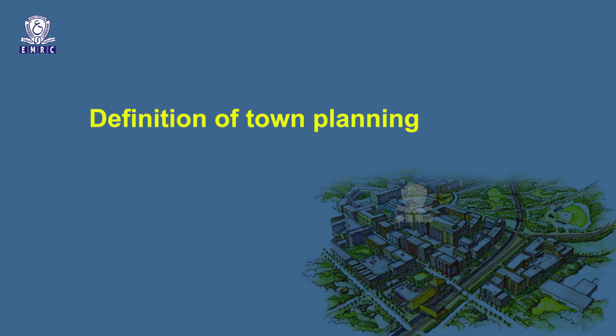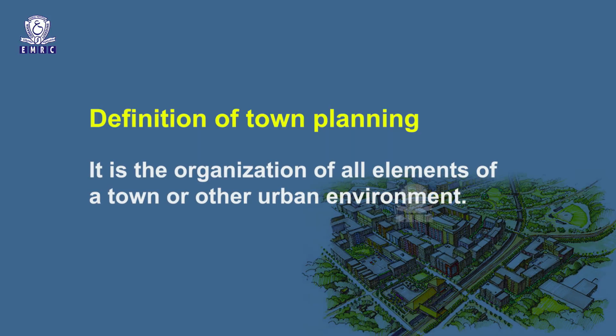Town planning is a science as well as an art. This science consists in collecting, correlating and analyzing the facts about a town. Town planning is physical, social and economic planning of an urban environment. It encompasses many different disciplines and brings them all under a single umbrella. The simplest definition of town planning is that it is the organization of all elements of a town or other urban environment. The ideals of town planning are beauty, convenience and health.